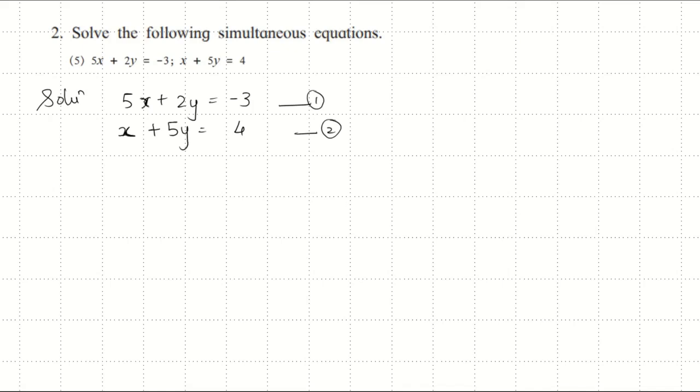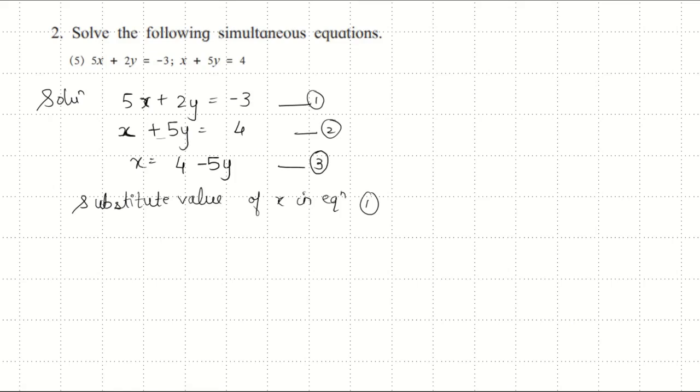Here, check this second equation, x plus 5y is equal to 4. x can also be written as 4 minus 5y. If this 5y comes on the right hand side, it will become minus 5y. And mark this as equation number 3. This we are doing to make one equation a little easier. Now substitute value of x in equation 1. So first equation is 5x plus 2y is equal to minus 3.